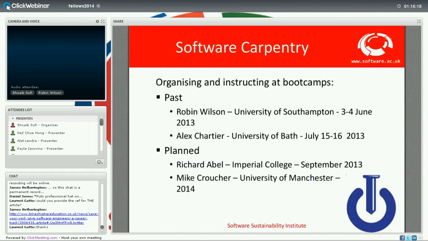Another aspect of what the fellows have been involved in, and have expressed an interest in during their application stage, was taking part in software carpentry. As Neil mentioned, software carpentry is an international movement to help scientists not necessarily become experts in computational techniques, but move from being beginners or unaware of certain computational techniques to becoming competent, knowing where to look and being somewhat familiar. So a number of our fellows, Robin Wilson, helped organize a large workshop in Southampton, and Alex Chartier at the University of Bath, and there's a couple of them planned. And this is where the fellows themselves are not necessarily just there as helpers, but local organizers.